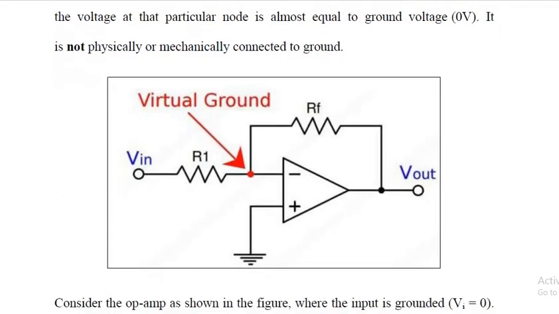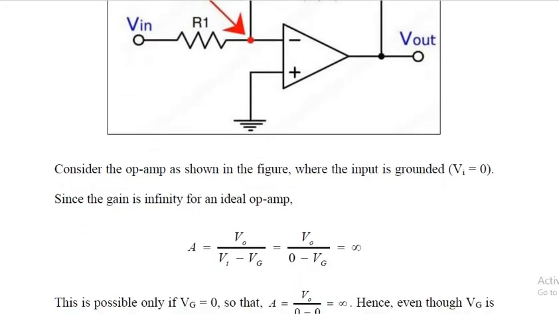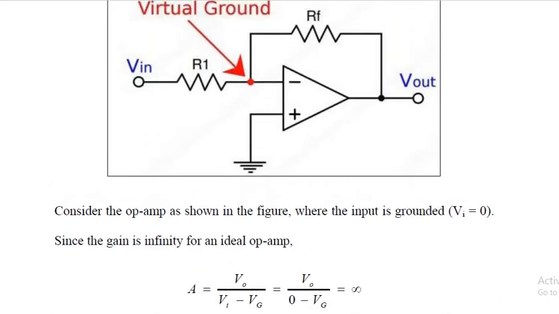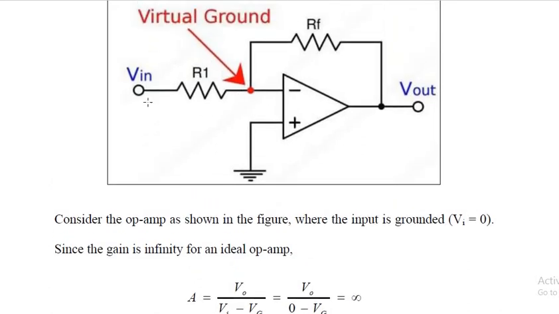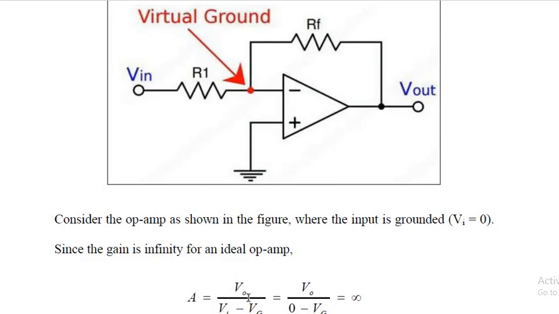Why are we calling it virtual ground, or why is the voltage at the virtual ground 0? The reason is, the gain is infinity for an ideal op-amp, so we want gain A to be infinite. What is the gain formula? Output voltage by input voltage. So here VO by VI minus VG. Why VG? Because the voltage at VG also comes along with the input terminal, so it comes under input voltage. So gain A is equal to VO by VI minus VG.